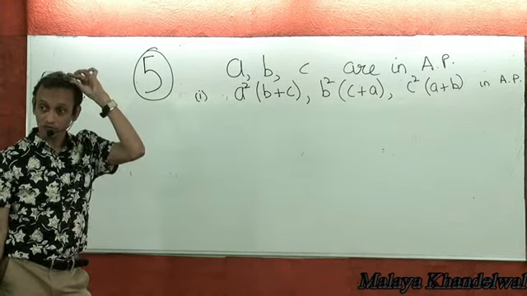Number 2, 5 part 2. Given again A, B, C are in AP, we want to prove that A into (B plus C) divided by BC, B into (C plus A) divided by CA, and C into (A plus B) divided by AB are in AP.